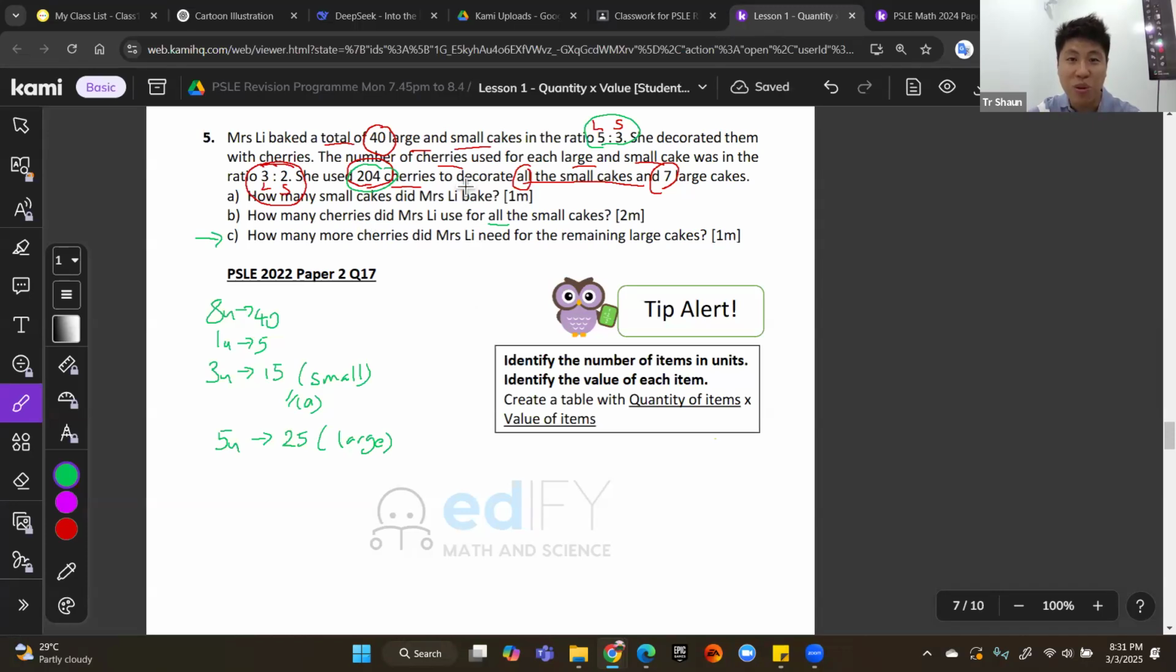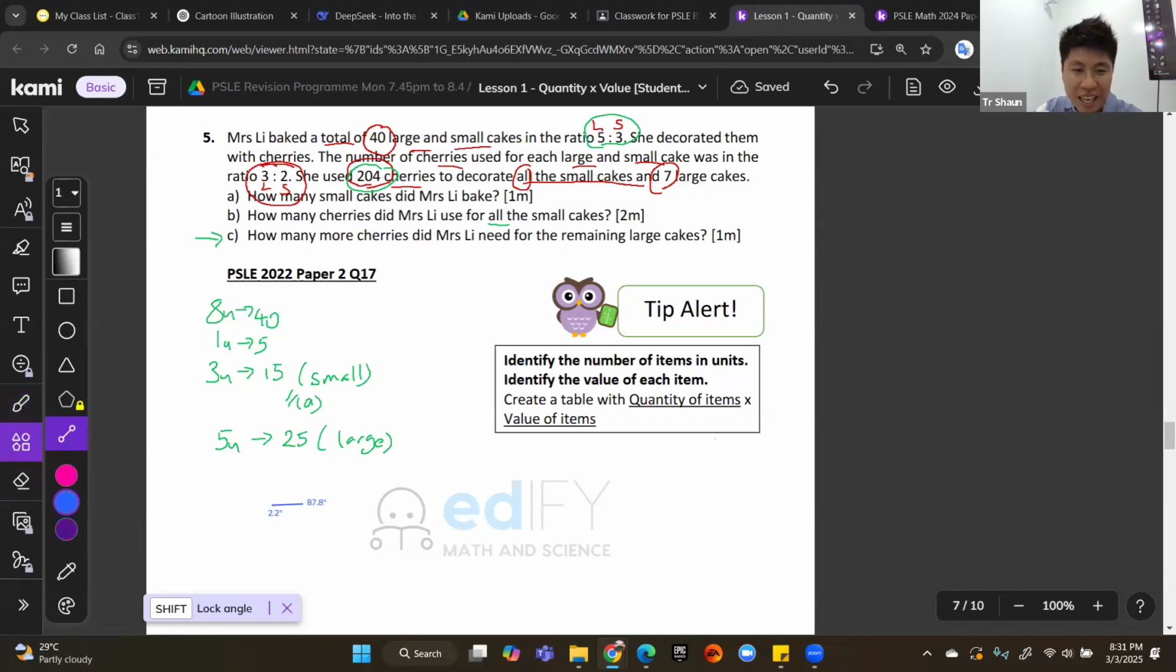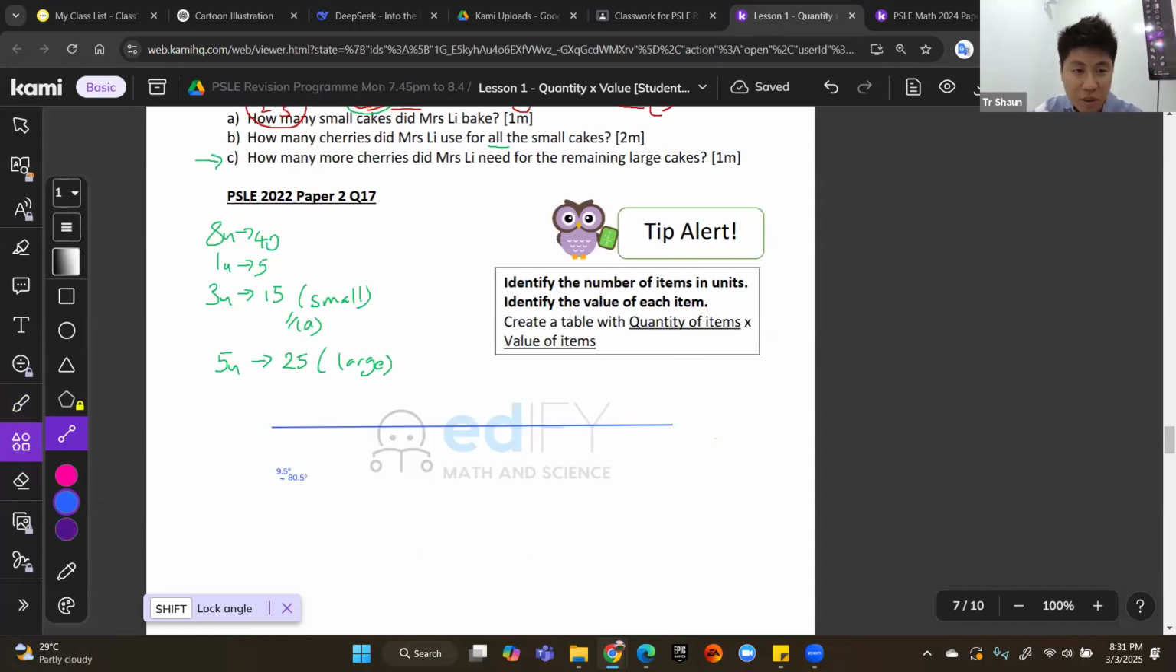You can see that all cakes 204 plus 7 large cakes. So if you don't know what to do here, you will try and list down the question in a table format. Okay, list down the question in a table format. This one is not an A question. We are going to put it in a table format.